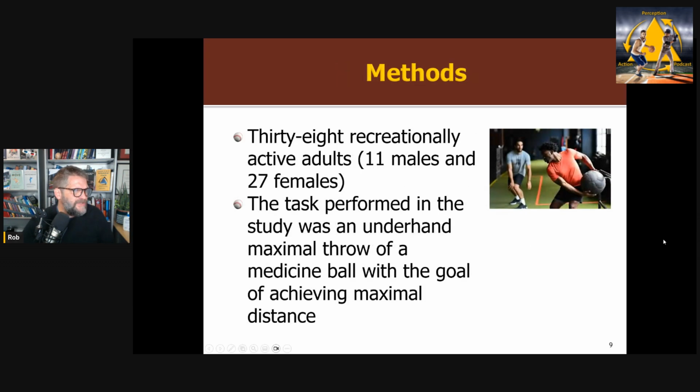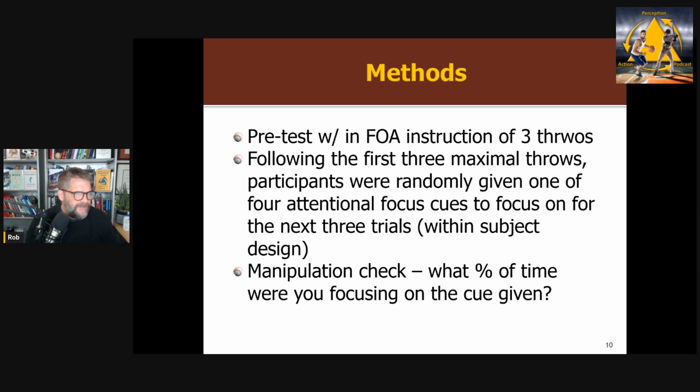Okay. So what they had is 38 athletes, active adults, 11 males and 27 females. The task was throwing a medicine ball for distance, right? So they're trying to make the maximum throw for distance of a medicine ball. The dependent variable was the distance the ball traveled, right? They did a pretest of 3 throws where they were given no instruction about what to focus on. Following this, they then went through each of the 4 different attentional conditions in a counterbalanced order, right? So it's a within subjects design.